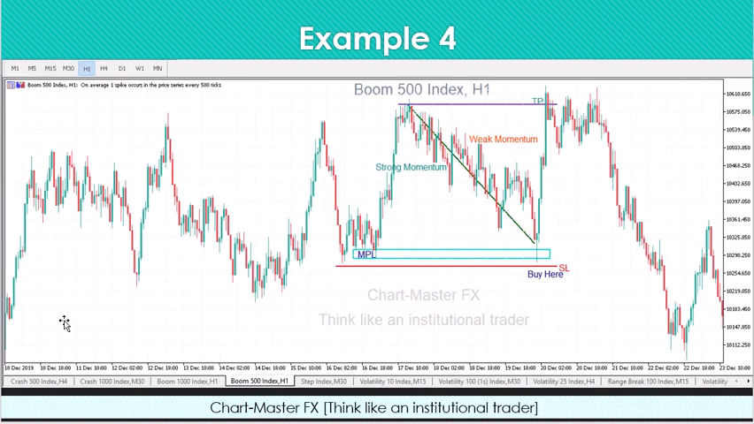In example number 4 guys, this is a buying setup. I promised you that I was going to give you an example of a buy setup. As you can see, guys, here we have an MPL here, and here we have a demand. This is the depth of the demand.